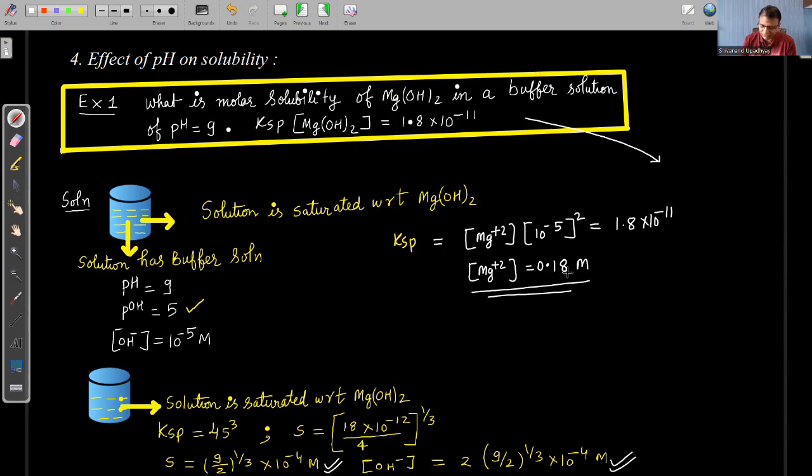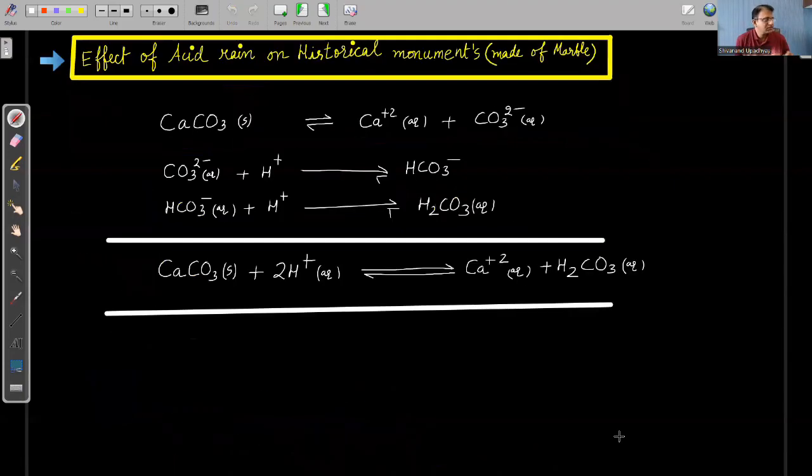Solubility is increasing. If it is only magnesium hydroxide, solubility is of the order of 10 to the power minus 4. Now the solubility is of the order of 10 to the power minus 1. Moving to the second example of effect of pH on solubility: effect of acid rain on historical monuments made up of marble. The example in India is Taj Mahal.